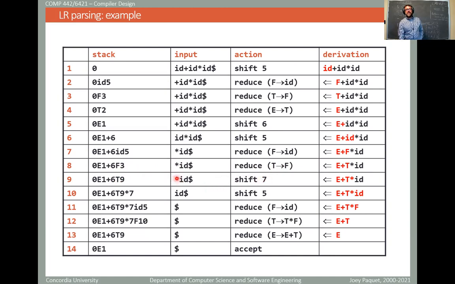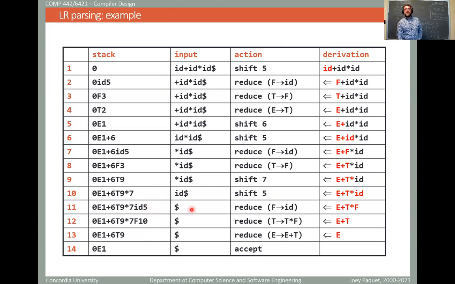Shift action, I take the next token, I push it onto the stack, and I take this state here and I push it here. Then 7 ID. 7 ID, I will find shift 5. So again, I take ID, push it, and I take 5 and push it. Then I go in the table $5. This is where it starts concluding.